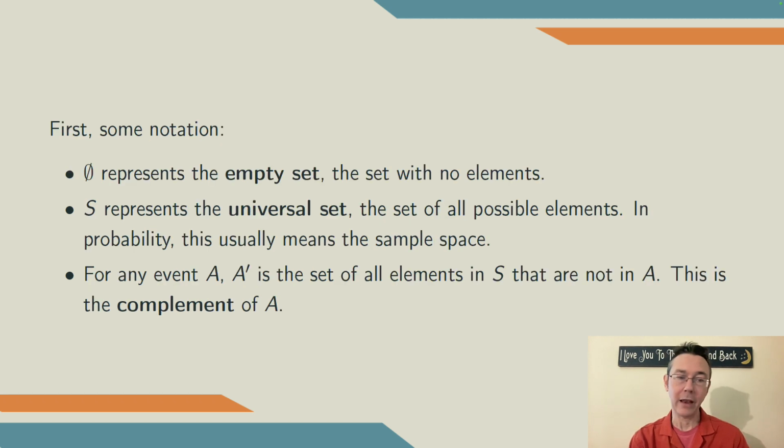Let's start out with some notation. First of all, the empty set, that sort of zero with the line through it, is the set that doesn't have any elements in it. Conversely, capital S, the universal set, is the set of all possible elements, which in probability almost always means the sample space. Finally, the complement event of an event A, denoted A prime, is the set of all elements in the sample space, the universal set S, that are not in A.